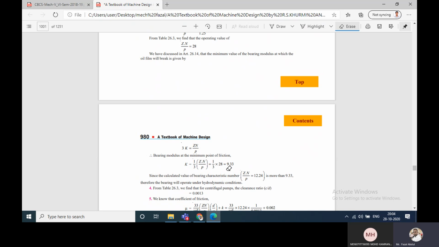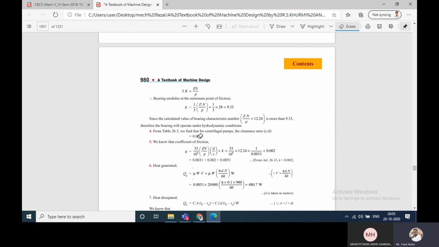There is more than this value. In bearing characteristics diagram, what I said, Zn by P value is always greater than the K value. Yes, Zn by P value is always more than the K value. So see here, K value is 9.33. Zn by P you calculated as about 12.24. 12.24 is greater than 9.33. It means it is working under safe conditions. That comment you need to write.